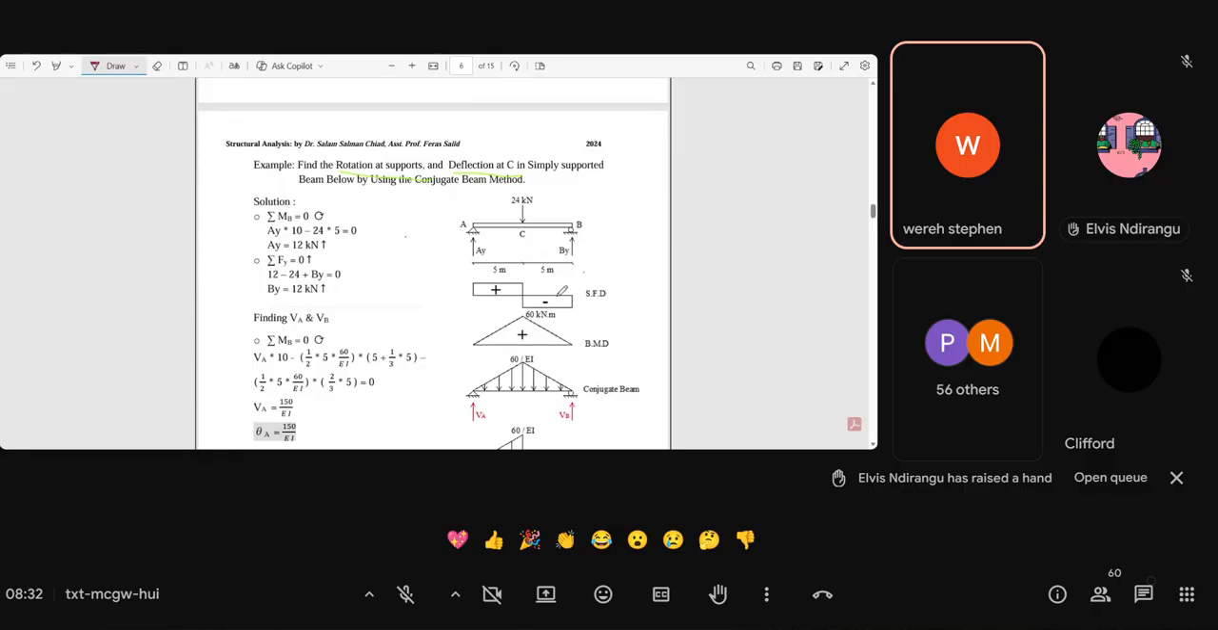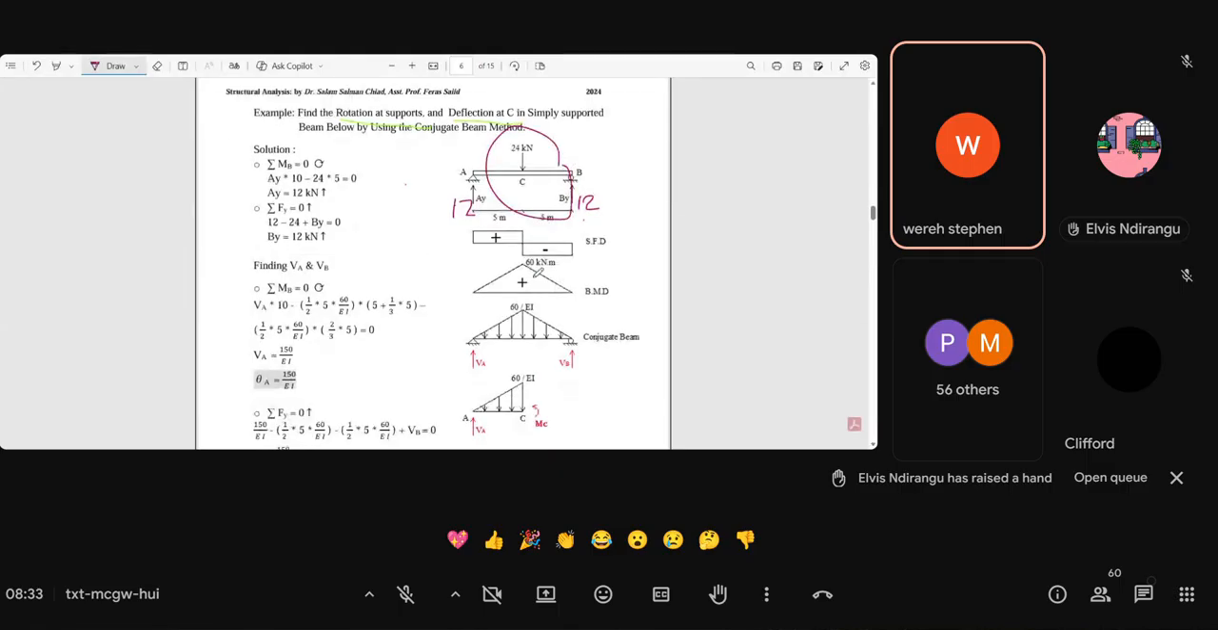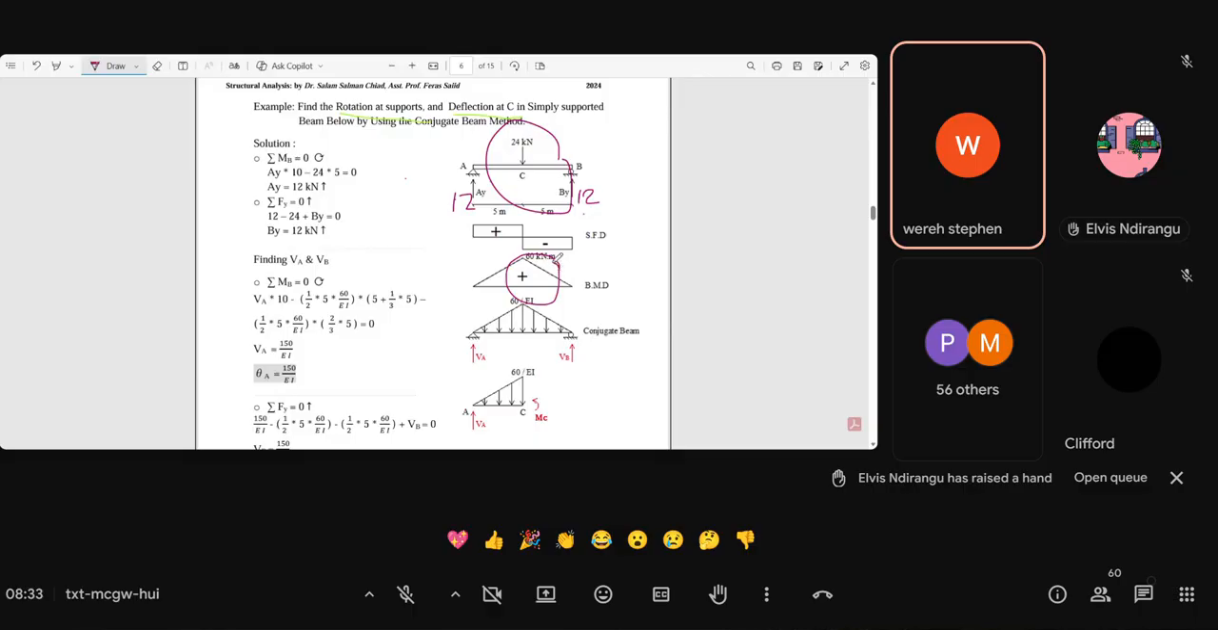Now, once we find those reactions, the reaction at point B is 12. Let me write here 12. And the reaction at point A, also 12. So it is 12, 12. Now from this, we are supposed to draw the bending moment diagram. Okay, we were doing that last time. So just draw the bending moment diagram using these values. That's why I was emphasizing that you need to know how to draw the bending moment diagram. So this is a simple case.